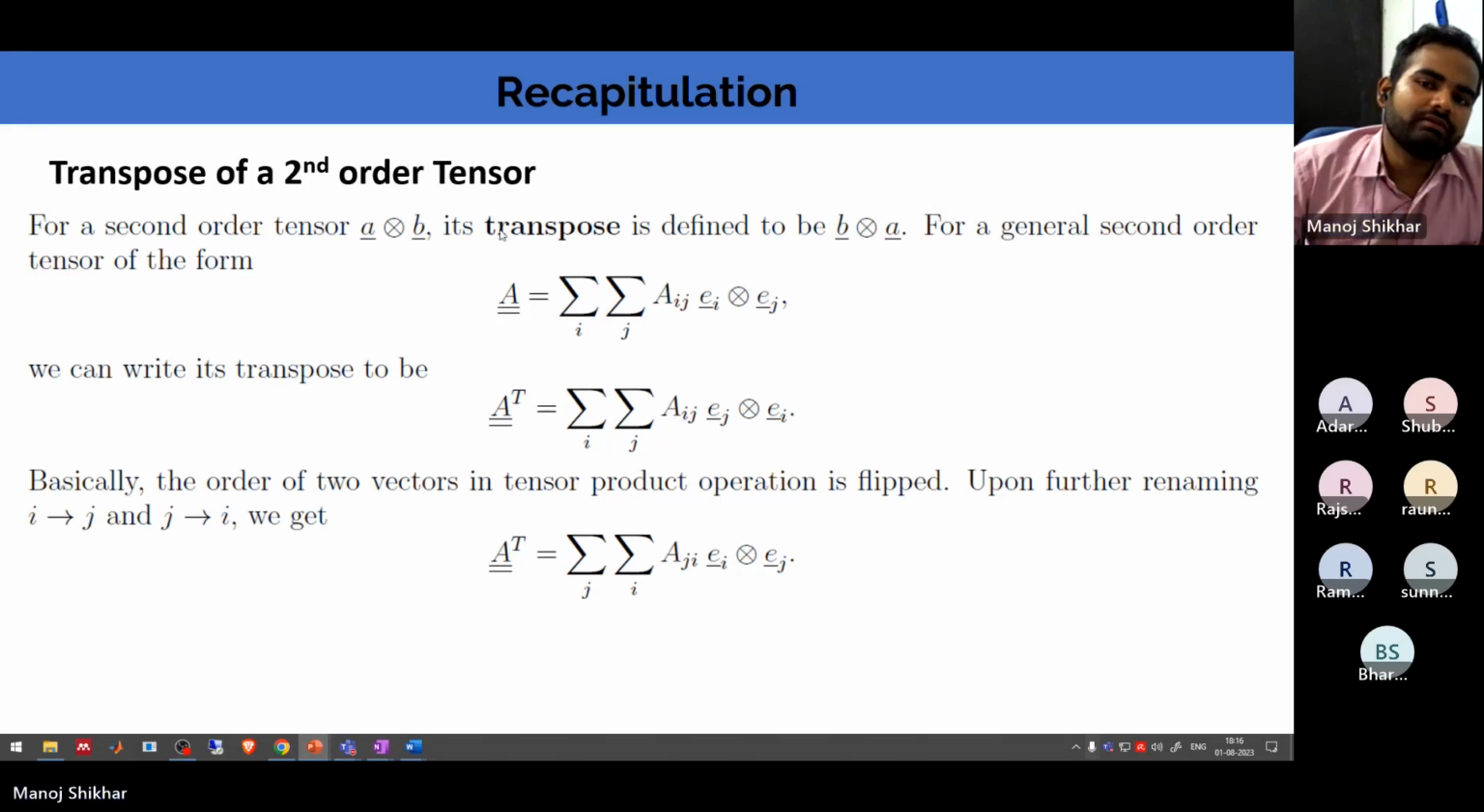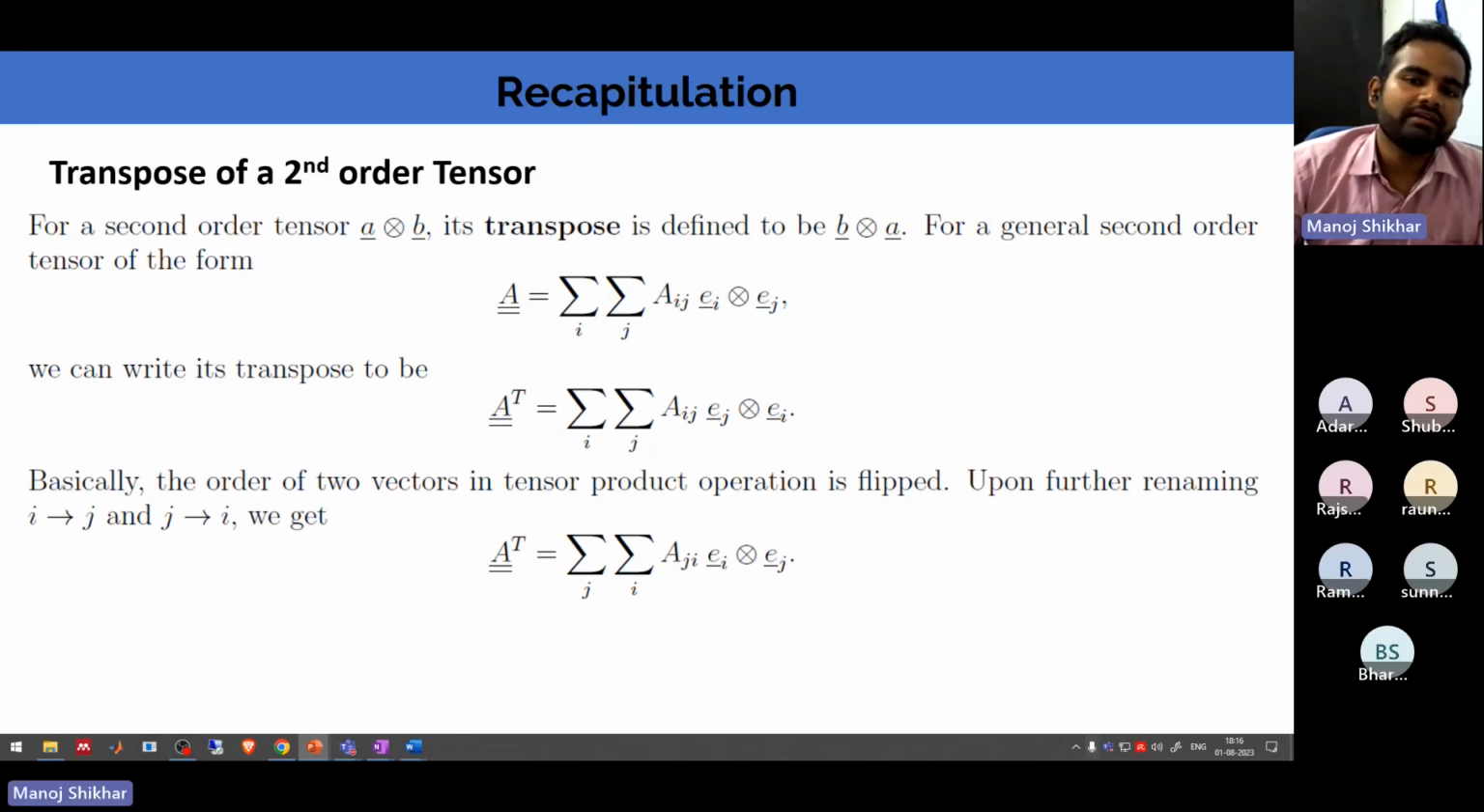So the transpose of a second order tensor is basically the transpose of a matrix. Here you can see I've written A equal to Aij Ei Ej. If we want to write the transpose, it will be Aij Ej Ei. So A transpose will be Aji Ei Ej.